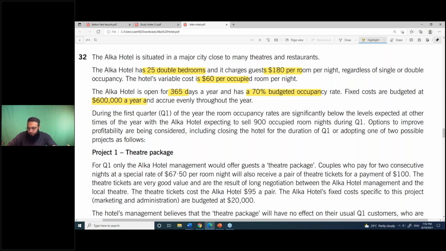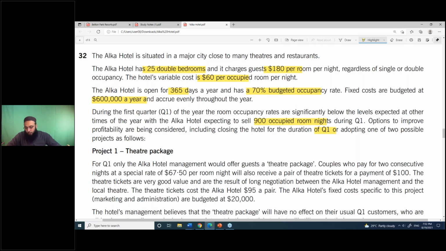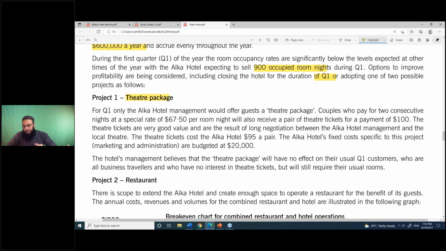During the first quarter Q1 of the year, the room occupancy rates are significantly below the level expected at other times of the year, with Alka Hotel expecting to sell 900 occupied rooms night during quarter 1. Options to improve profitability are being considered, including closing the hotel for the duration of quarter 1 or adopting one of the two possible projects as follows. Project 1 is a theater package. Project 2 is a restaurant package.